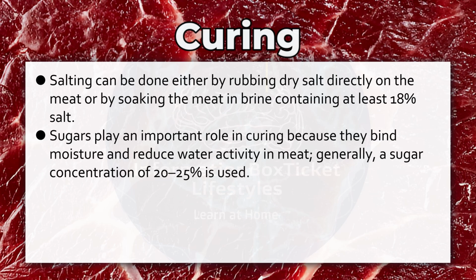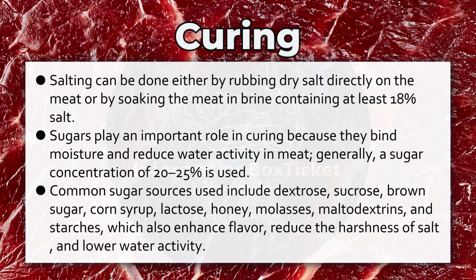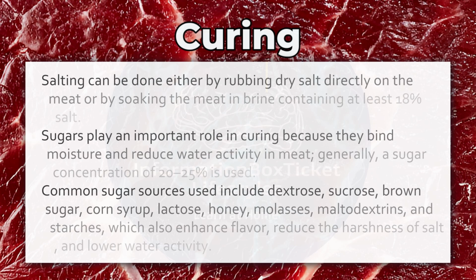Sugars play an important role in curing because they bind moisture and reduce water activity in meat. Generally, a sugar concentration of 20 to 25% is used. Common sugar sources used include dextrose, sucrose, brown sugar, corn syrup, lactose, honey, molasses, maltodextrins, and starches, which also enhance flavor, reduce the harshness of salt, and lower water activity.